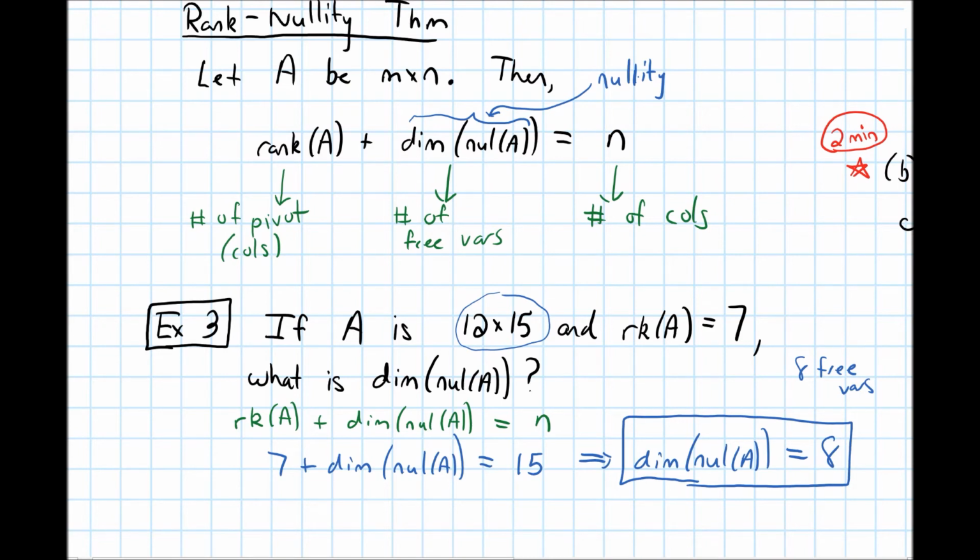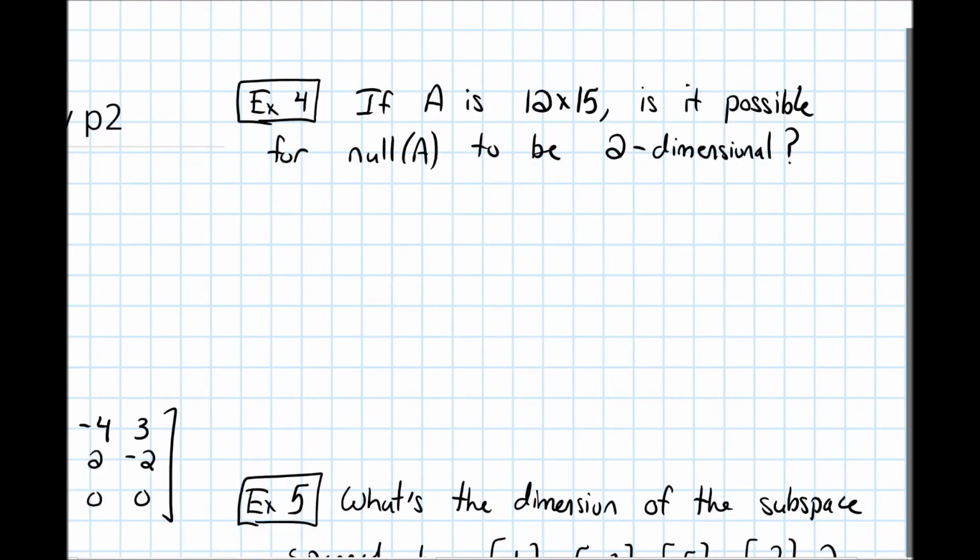So let's do another example. Okay, so here is the next example. So if my matrix A is 12 by 15 this time, is it possible for the null space of A to be 2-dimensional? So this is another way of saying, is it possible for the nullity to be 2? So let's write down the rank-nullity theorem. So the rank of A plus, let me just write it like this, the nullity of A equals N.